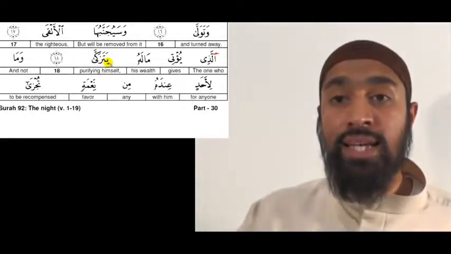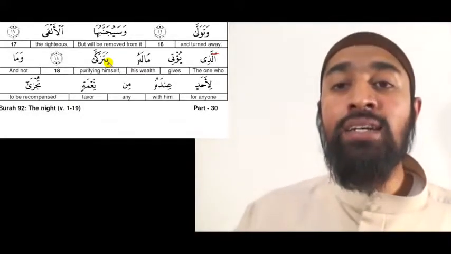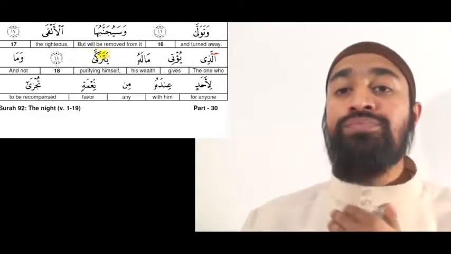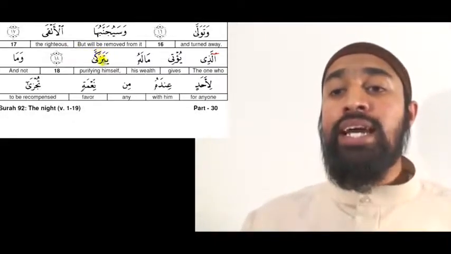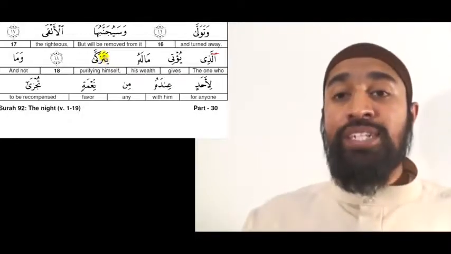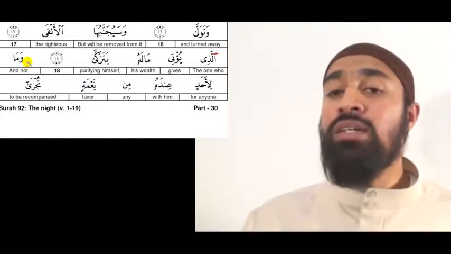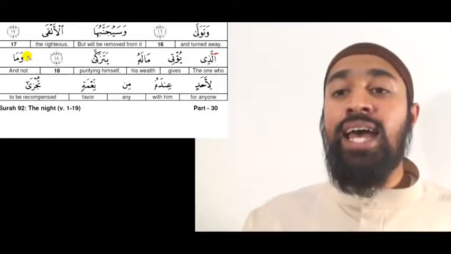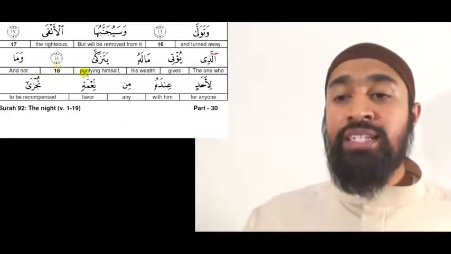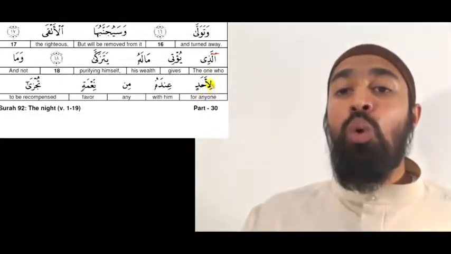Top and bottom teeth together. Try that one more time. Excellent. Za is pronounced top and bottom teeth together. Keep it clear. Not a dhal, but za. Verse number 19.